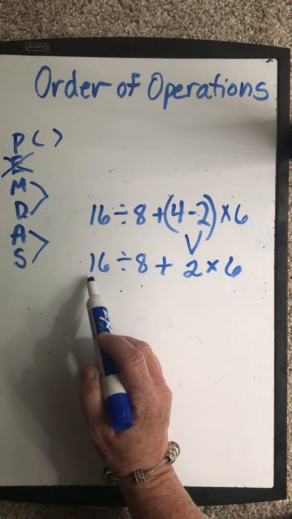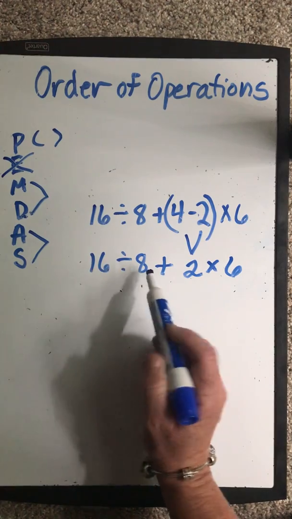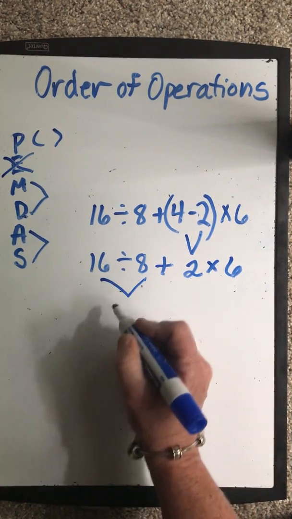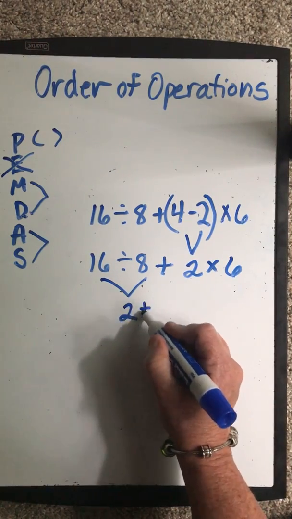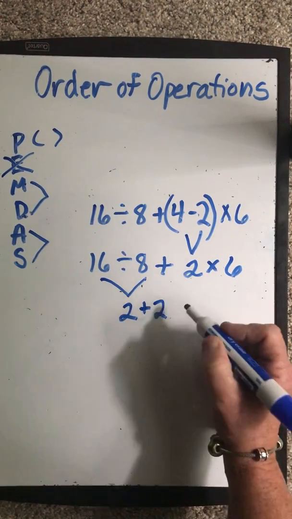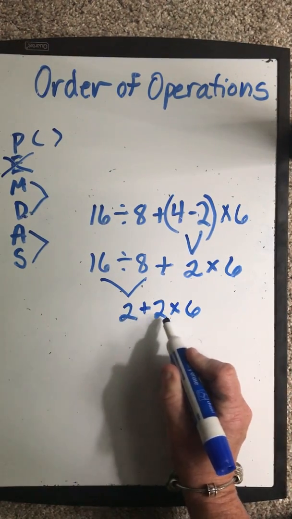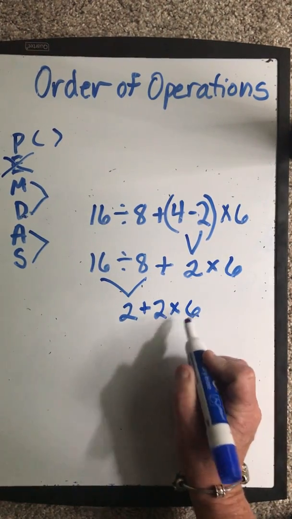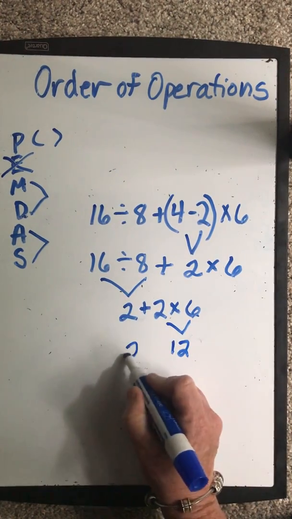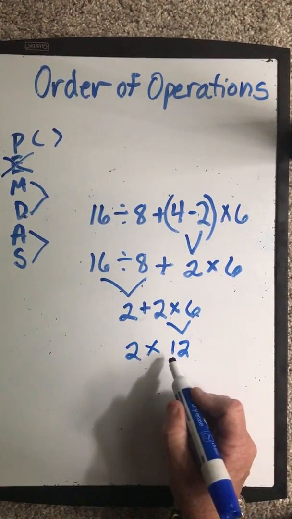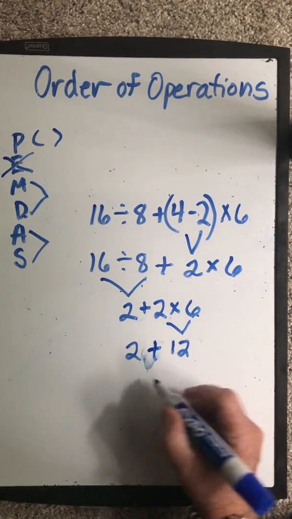So we're going to start here. Any multiplication or division? Yep, there's one right away. 16 divided by 8. So we're going to solve that first. 16 divided by 8 is 2. What do we have left? 2 plus 2 times 6. So any more multiplication or division? Yes, we have 2 times 6. 2 times 6 is 12. So now we have plus 2 plus 12.